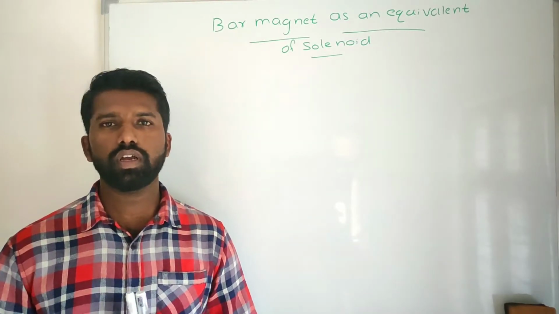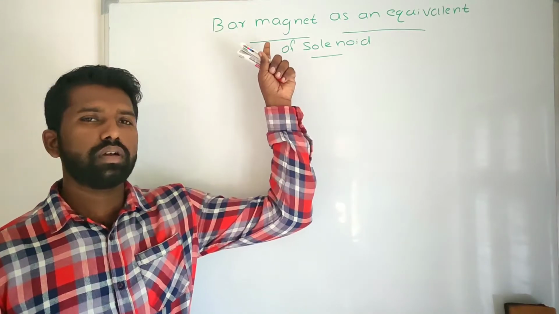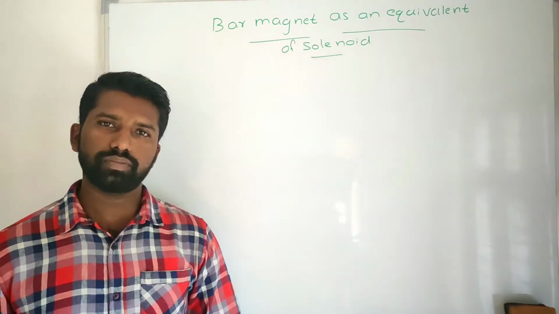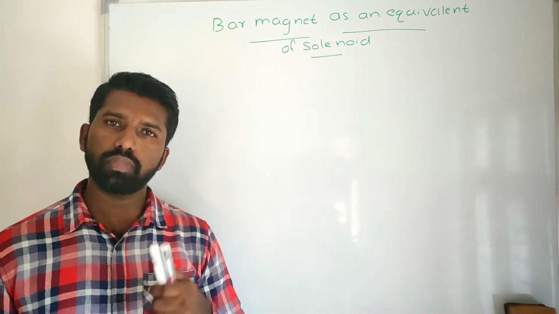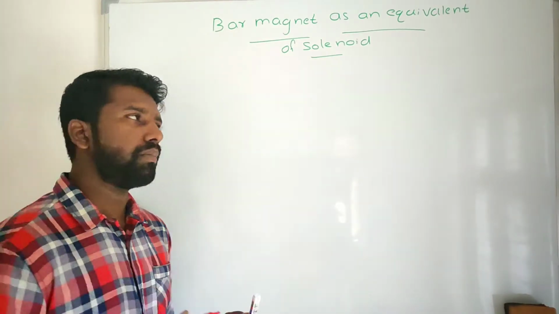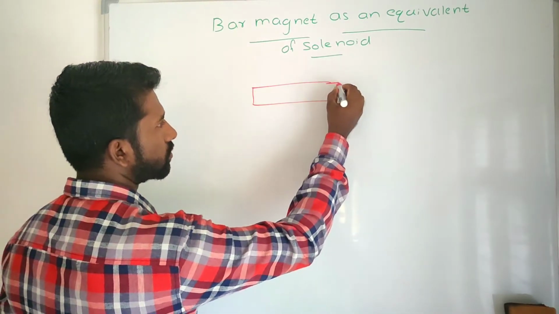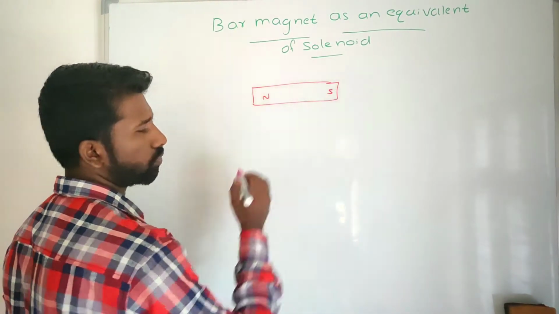In this video, I am going to discuss bar magnet as an equivalent of solenoid. What is a bar magnet? A bar magnet is a magnet in a rectangular box shape like this, with north and south poles.